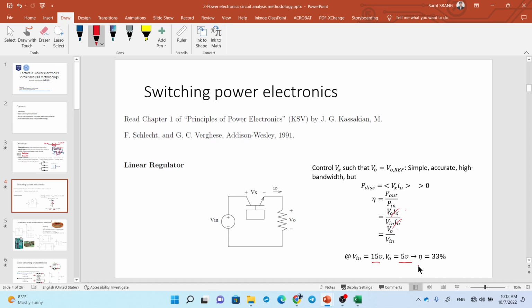And from here you can see that the efficiency is only 33%. Let's say you want to use this kind of device for converting 100 kilowatts, so you lose 33 kilowatts. That is so big, so it's not applicable for high power.